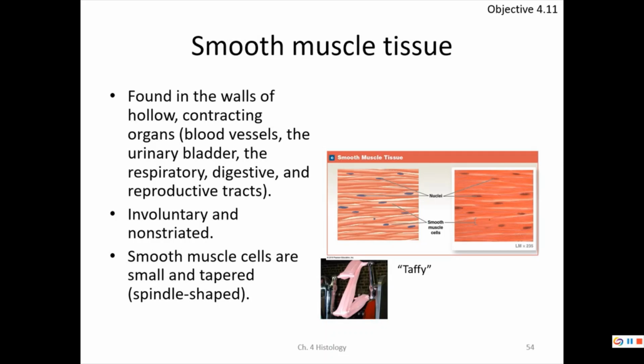Now, smooth muscle is found in any hollow organ your body has. If you have a hollow organ, a blood vessel, the bladder, your digestive tract, reproductive tract, respiratory tract, any hollow tubes in the body, they have this associated to it, and they're involuntary, which means I cannot control it. And they're non-striated, which means they have no interlocking proteins that cause striations, so hence smooth.